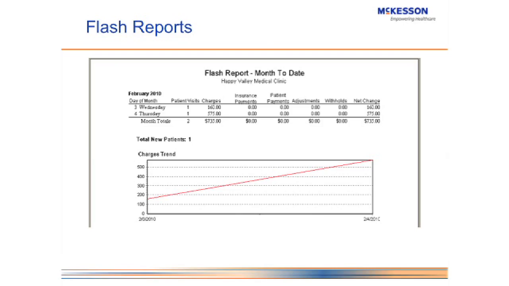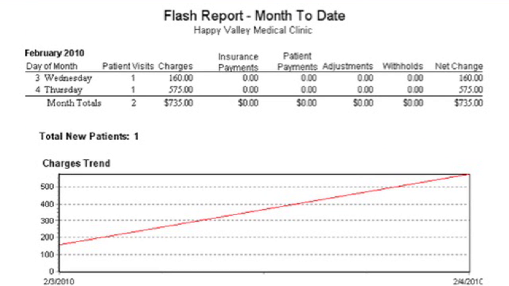All right, let's look at another report, flash report. This is a report that comes up very quickly, no filters entered, and gives you at a glance what's going on within your office. What you're able to see is how many charges you've entered, what your insurance payments are, your patient payments, and any adjustments, withholds, and your net change to your accounts receivable on this report, along with a trend.